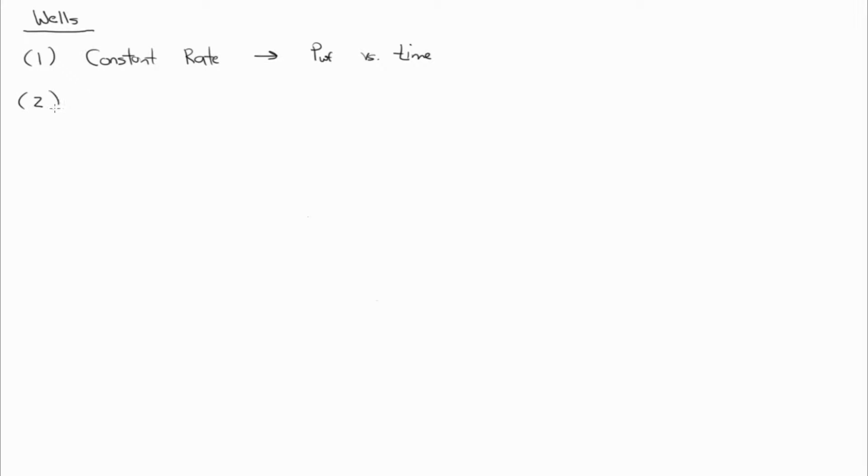Or alternatively, we can have a constant bottom hole pressure well. In that, we want to know what the flow rate is versus time. So if we set the bottom hole pressure, then we compute the flow rate.